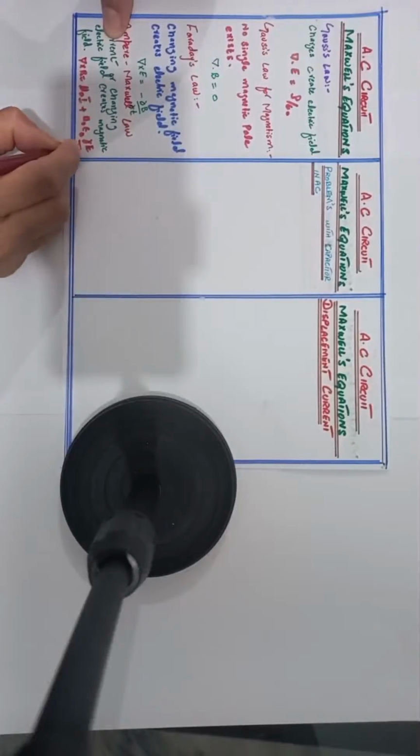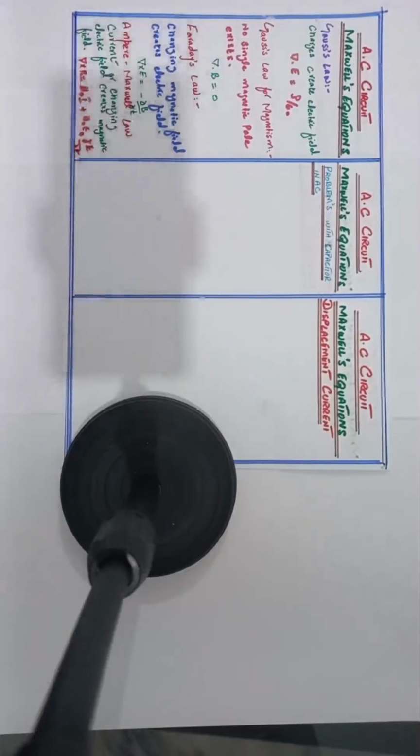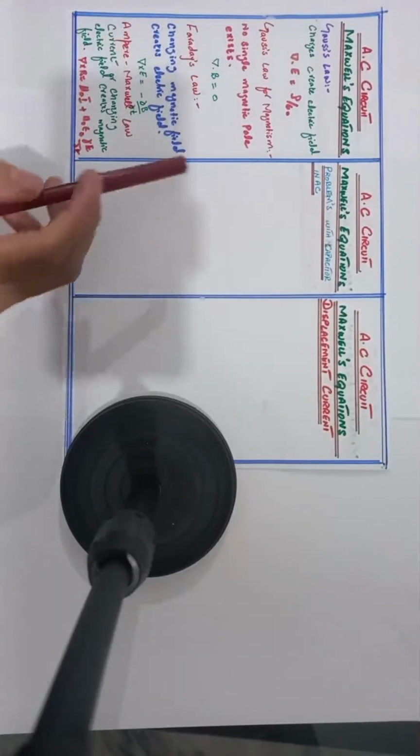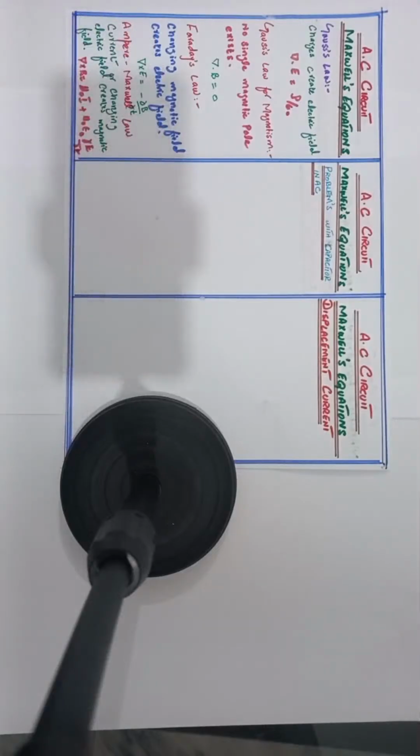That is the fourth Maxwell equation. First is the Gauss law, second is the Gauss law for magnetism, third is the Faraday law, and fourth is the Ampere-Maxwell law. Now we discuss in detail what the Maxwell equations are and how they were discovered.